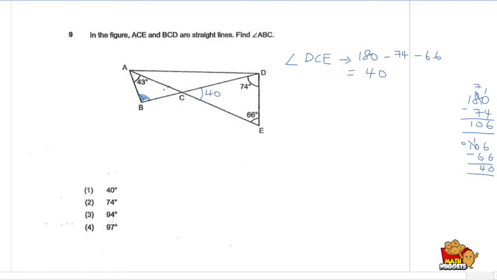Now, vertically opposite angles, because AE and BD are straight lines. So over here will be 40 degrees as well. So again, ABC is a triangle. Angles in the triangle make up 180. So angle ABC will be 180 degrees minus 43 minus 40. And that will give me 97 degrees. Number 4.